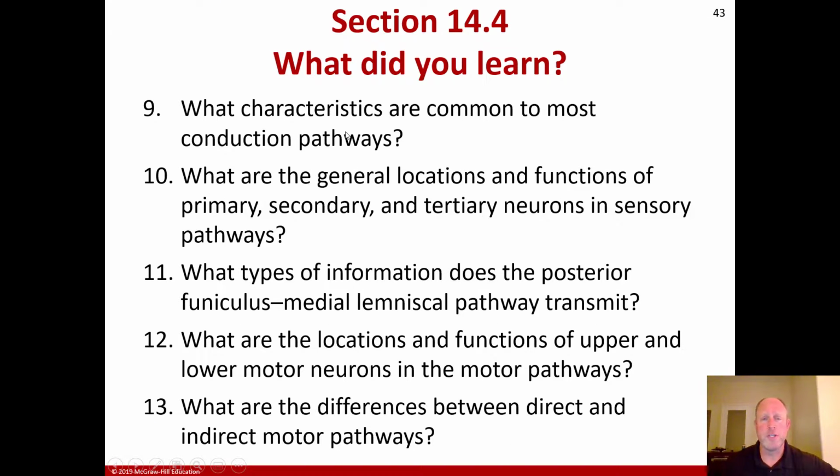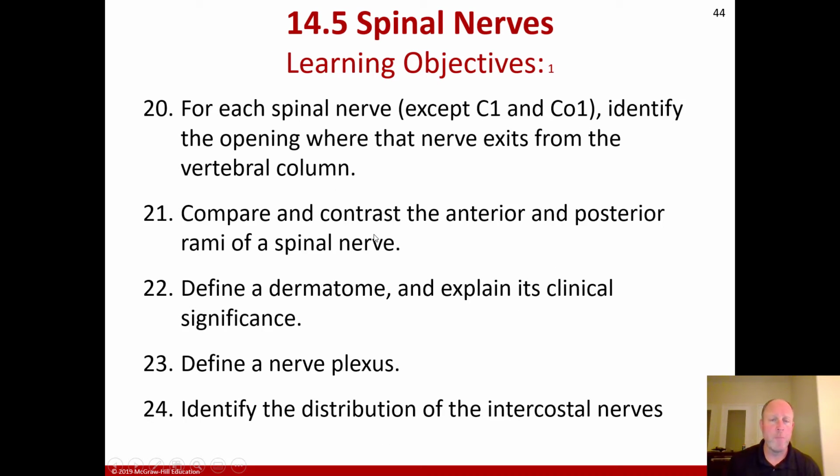So what did you learn? For section 14.4, what characteristics are common to most conduction pathways? What are the general locations and functions of the primary, secondary, and tertiary neurons in sensory pathways? What types of information does the posterior funiculus medial lemniscal pathway transmit? What are the locations and functions of upper and lower motor neurons in the motor pathways? And what are the differences between the direct and indirect motor pathways? And we'll come back to section 14.5, spinal nerves, up next.